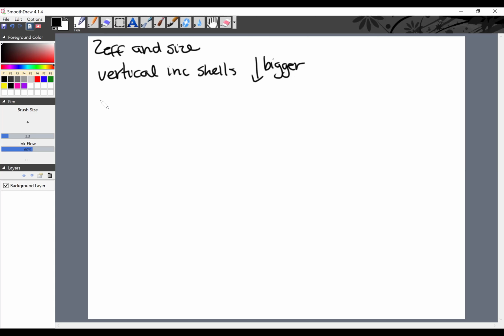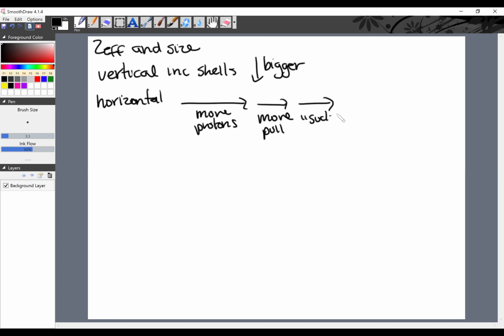But horizontally, you have the same shell. We're all in the same shell, but you have more protons in your nucleus. So therefore, it has more pull. And if you're pulling, it's going to suck those outer electrons in, and so it's going to be smaller. So the horizontal trend is you get smaller as you go to the right. So this is following effective nuclear charge.